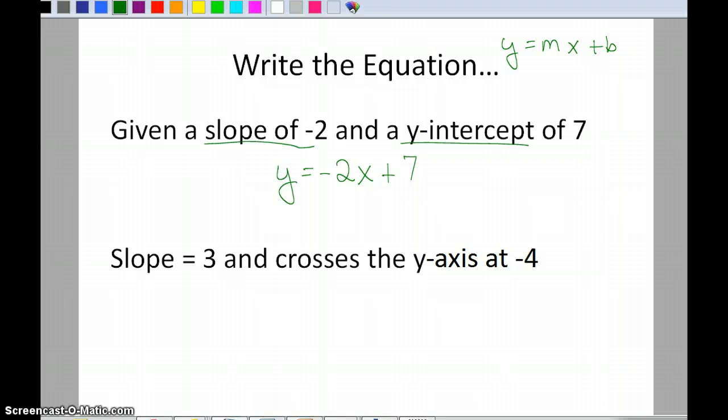Now let's look at the next one. I've got a slope of -3 and it crosses the y-axis at -4. Notice this one says crosses the y-axis at -4. That's just another way to say the y-intercept. So when I look at my base equation again, I see I've got y equals, I've got a slope, it's a positive 3. Put my x in, and it crosses the y-axis at -4, so I have y is equal to 3x minus 4.